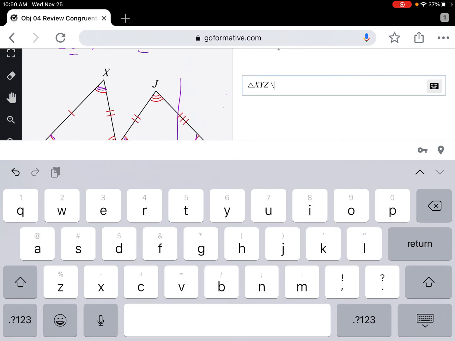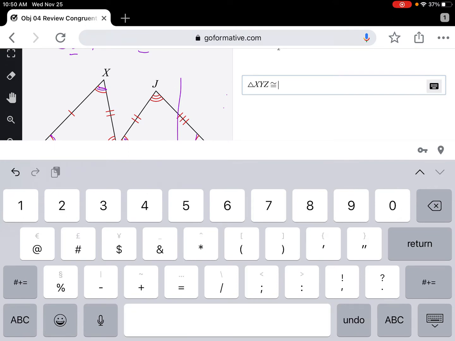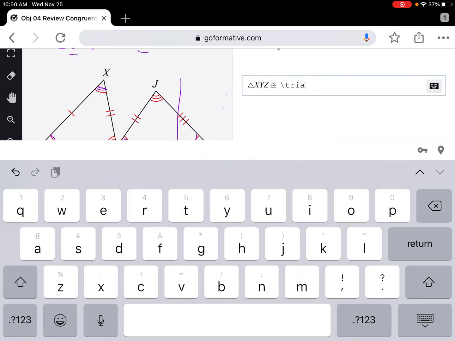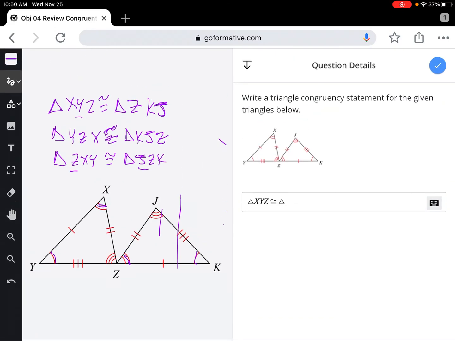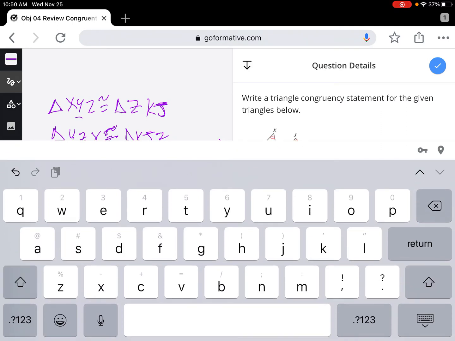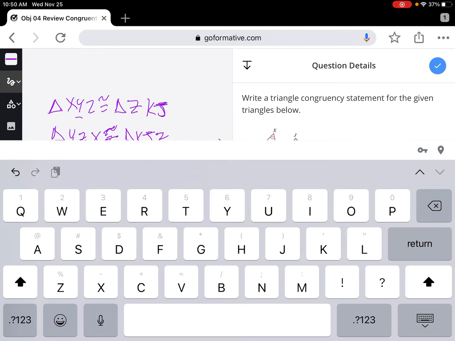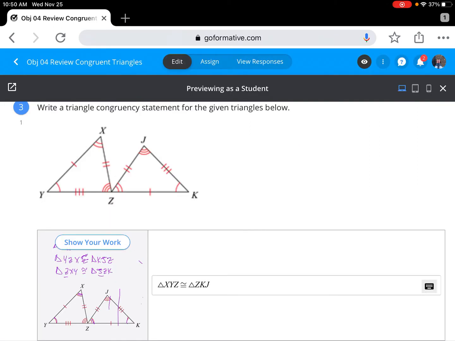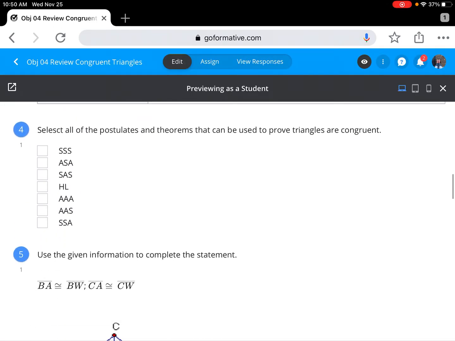And then I'm going to do the same thing. I'm going to do this backslash. I'm going to do CONG, congruent to. Then I'm going to do that backslash again. Triangle. And then I'm just going to look up here. It's ZKJ. Okay, so ZKJ. All right, and then that's one possible answer. Any sort of variation will be fine as well.